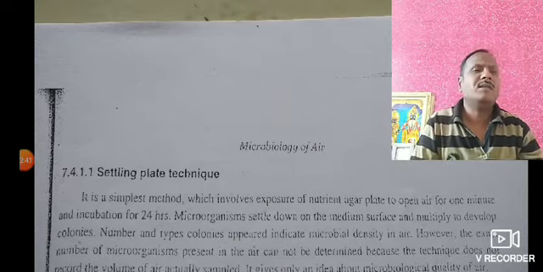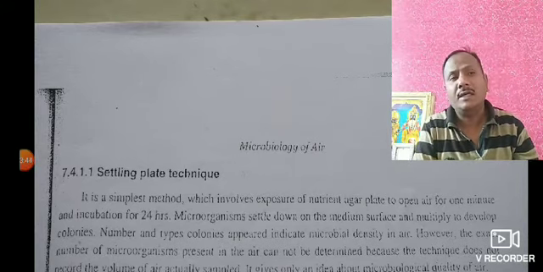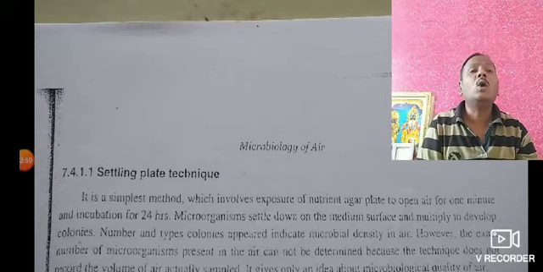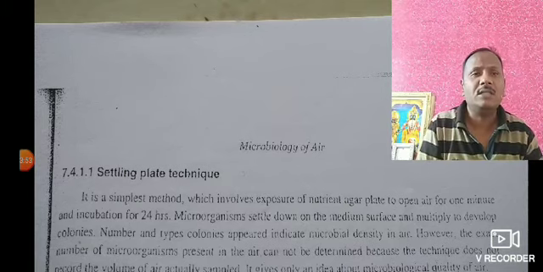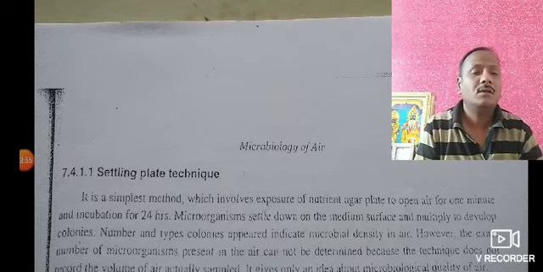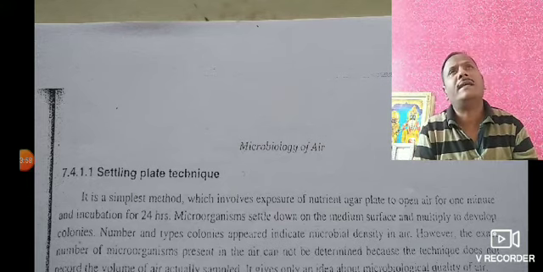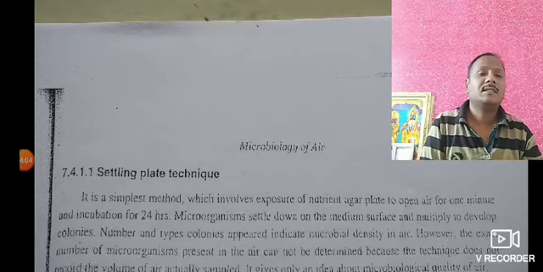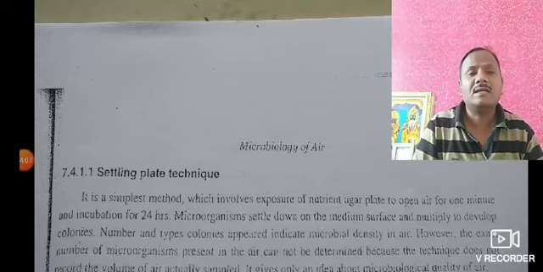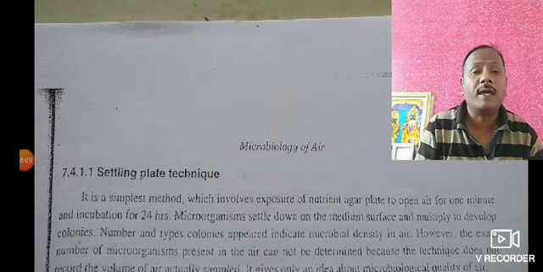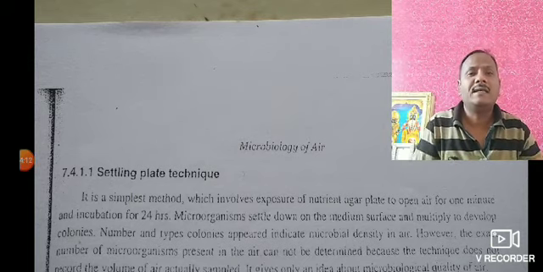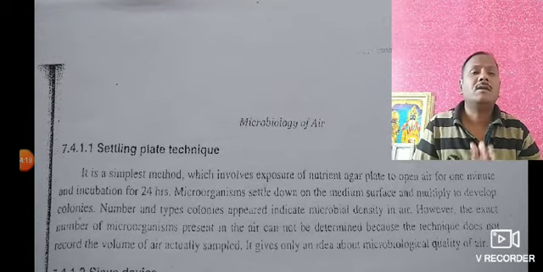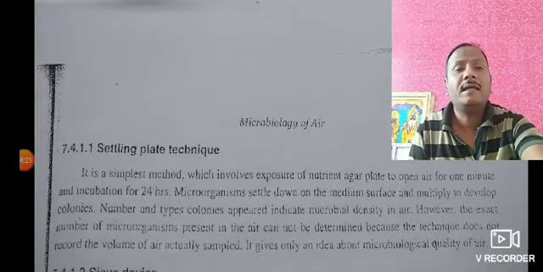With this method, we cannot calculate how many microorganisms are present in the air, because we cannot control the amount of air falling onto the plate. That's why we cannot calculate the exact amount of microorganisms present in a specific volume of air. But definitely we can observe the number of microorganisms that grow on the plate, which indicates that air contains different types of microorganisms. This technique is called the settling plate technique.